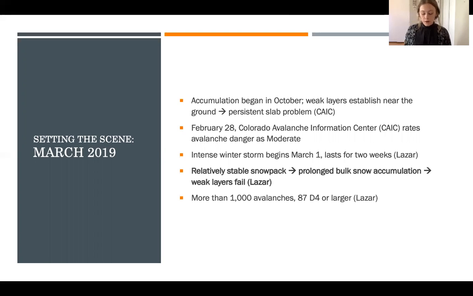Eventually, the new load of weight on the snowpack caused the weak layers to fail, producing more than 1,000 avalanches, 87 of which were D4 or larger, and this all happened in just 2 weeks in Colorado. Some of these avalanches were larger than had been observed in decades, and new avalanche paths were cut into the landscape all over Colorado. These avalanches destroyed several homes, buried roads, rampaged through forests, and claimed the lives of 3 people. The Colorado Avalanche Information Center rated the avalanche danger as extreme for several days.